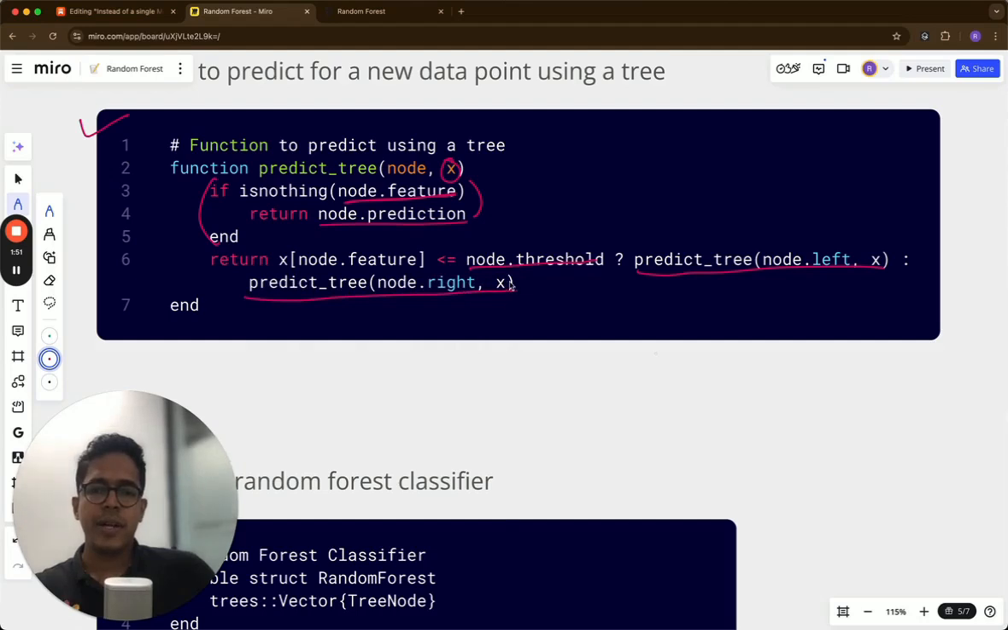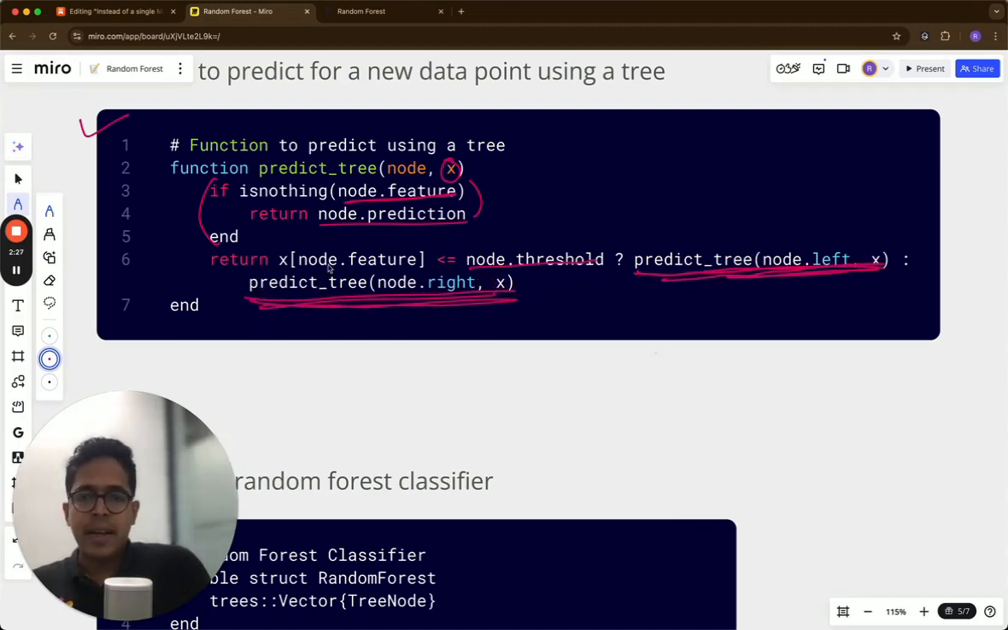So here, for an individual data point in x, it's only one data point and it has features. You are checking whether the value of the best feature for the data point x, because node dot feature is the best feature for that node, is less than or equal to the value of the best threshold, because node dot threshold stores the best threshold. If that is true, then the data point goes to the left. Otherwise, the data point goes to the right.